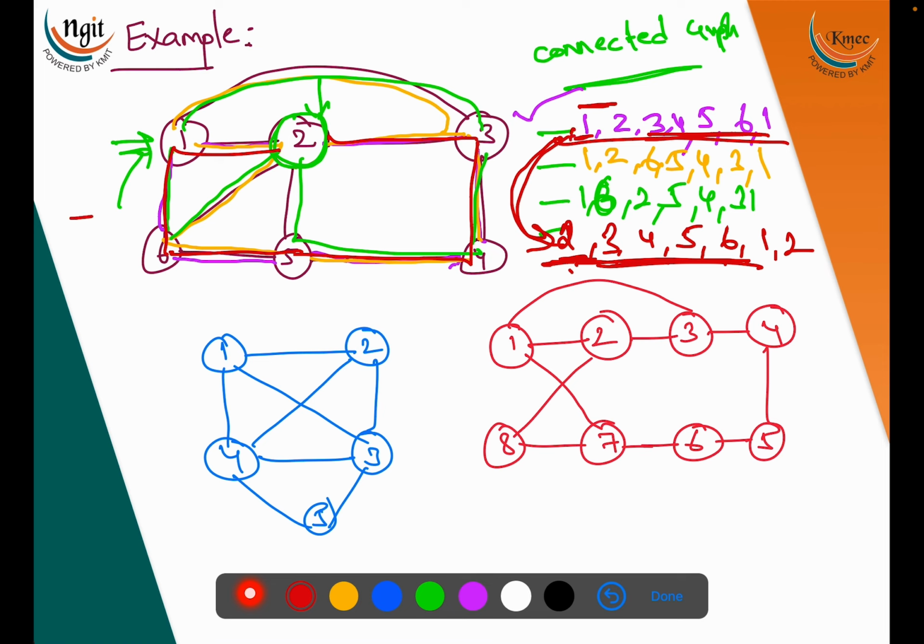So finally, this graph will help you generate Hamiltonian cycles. And why is it generating Hamiltonian cycles? Because it is a connected graph. Now let's see the next example.